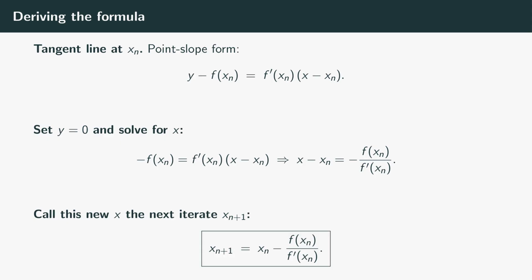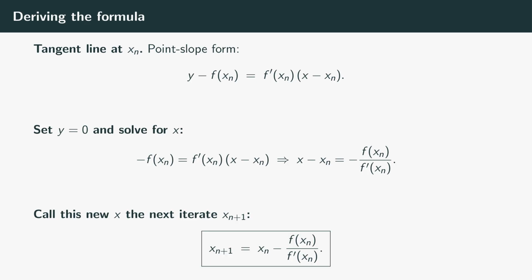Derivation. The tangent line to y equals f of x at the point x sub n, f of x sub n has slope f prime of x sub n. In point-slope form, the tangent line is y minus f of x sub n equals f prime of x sub n times the quantity x minus x sub n. We want to know where this line crosses the x-axis, so we set y equal to 0. Minus f of x sub n equals f prime of x sub n times the quantity x minus x sub n. Divide both sides by f prime of x sub n, so x minus x sub n equals minus f of x sub n over f prime of x sub n.